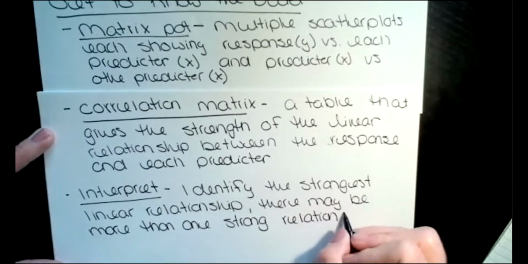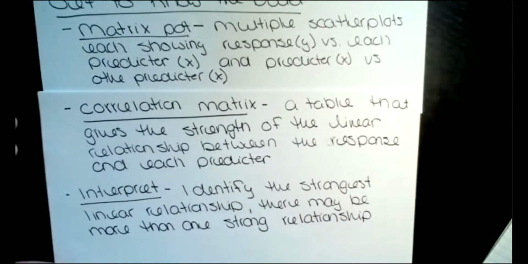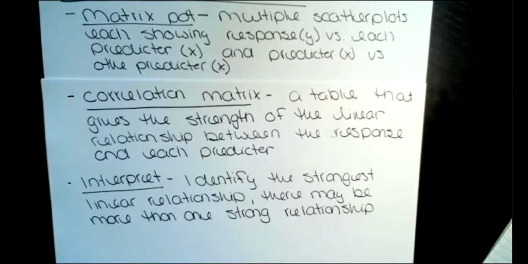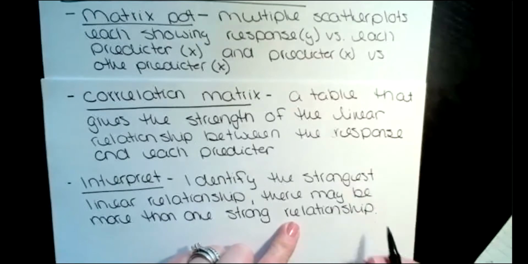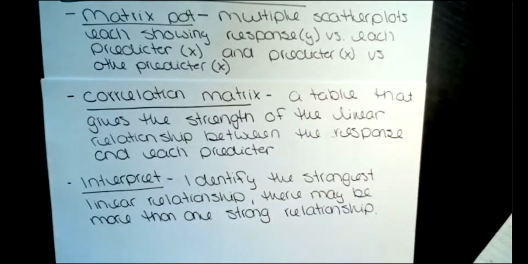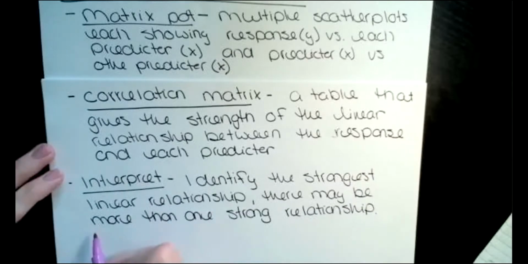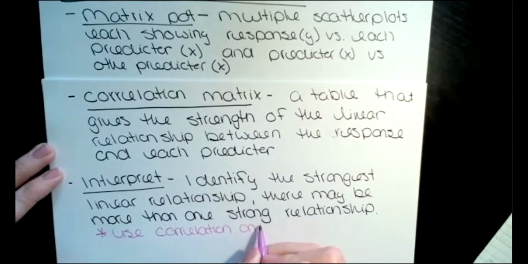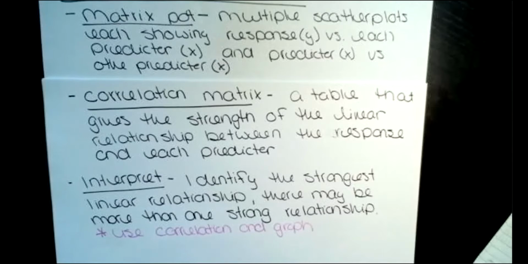So in that case, if I have maybe 5 predictors and 2 have very strong relationships, I'll just talk about both of them, right? And I'll just interpret and give a little statement about both of them. But we don't need to talk about all of them, okay? And here, of course, we use our correlation and we will use our graph. Okay, so we'll use those two to make that interpretation.